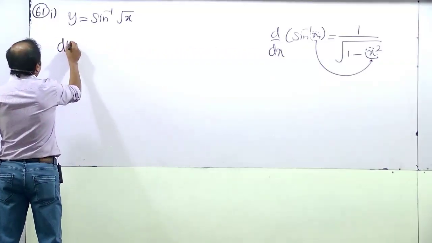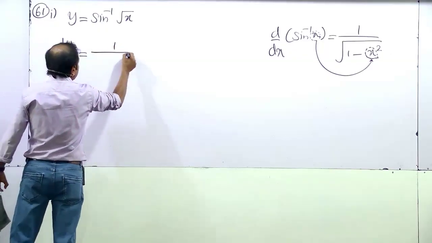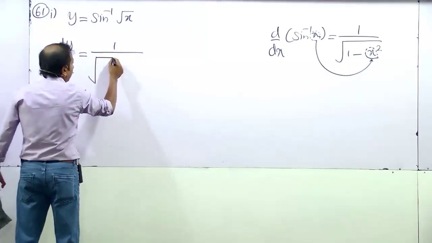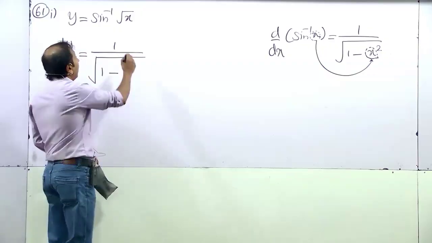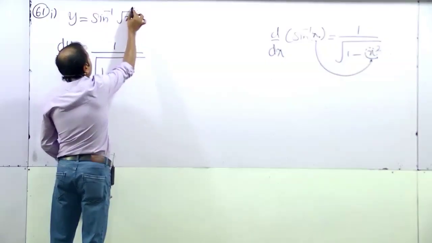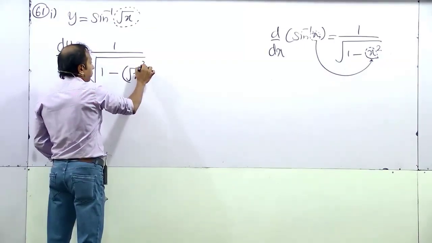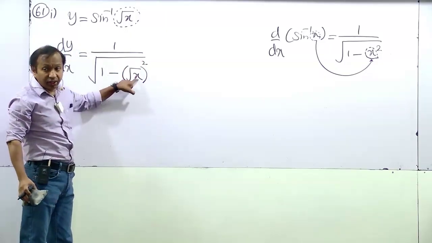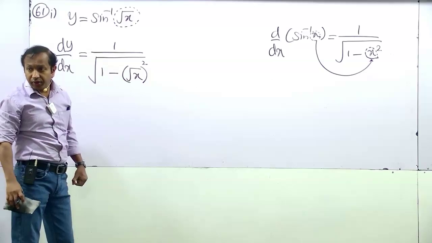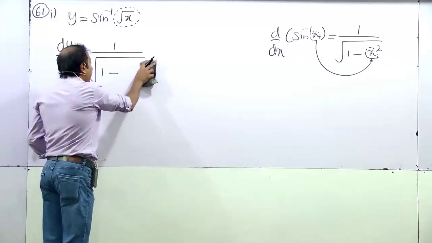dy over dx is 1 over square root of 1 minus, what should we write? After sine inverse, what do you have? It's perfect squared, you must write here root x to the power 2. What is root x to the power 2? The root will eliminate, we get only x. Then I write that as x.